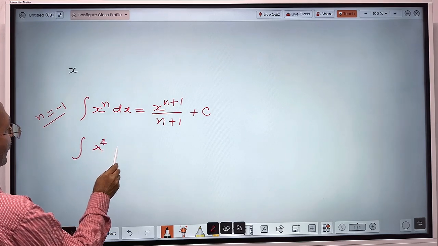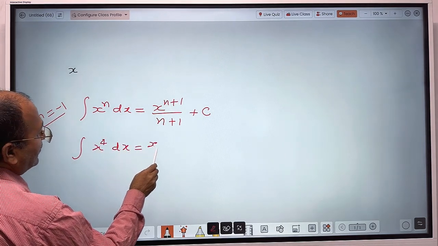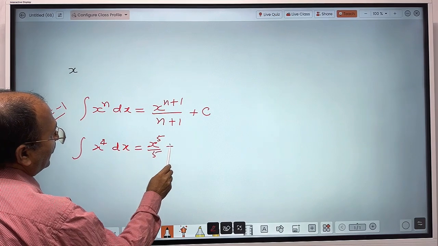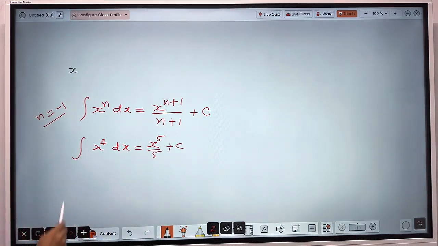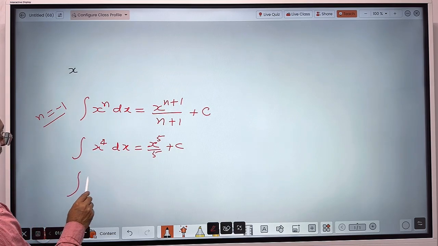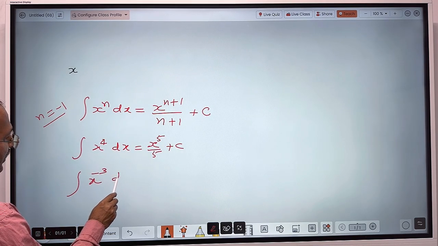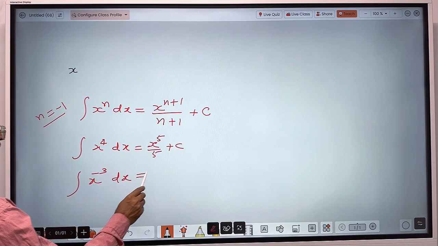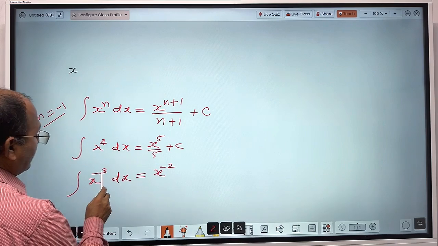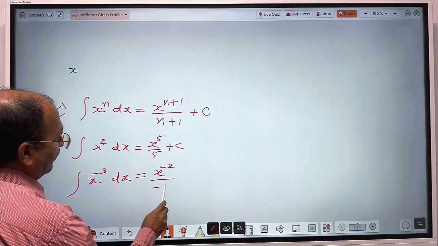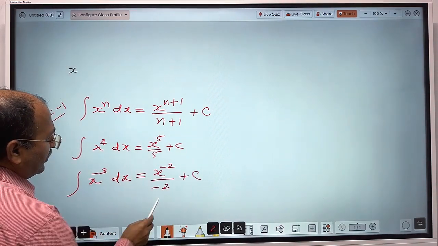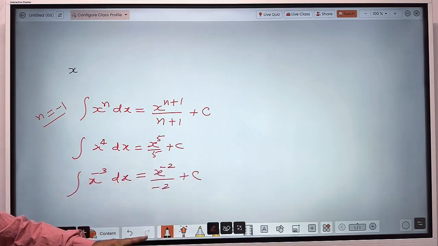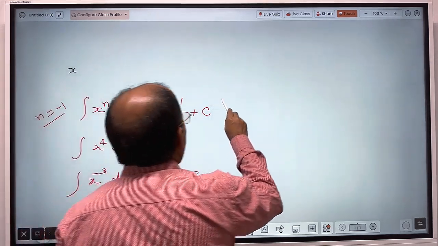Suppose you are given x power 4 dx. So you can write it as x power 5 upon 5 plus c. It's simple. Power is increased by 1 and we divide by the same power. Take another question. Suppose x power minus 3 dx is given. Here you increase the power by 1, so this becomes x power minus 2, because minus 3 plus 1 is minus 2, divided by minus 2 plus c. You can further simplify it. Since the power is negative, you can write it in the denominator as a positive power, but it's okay.